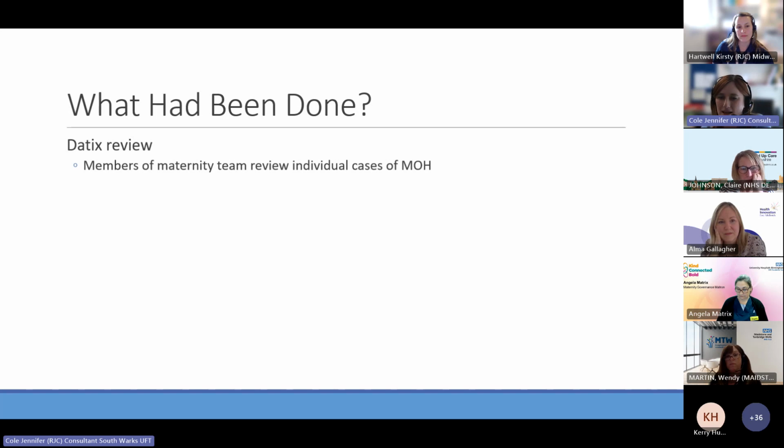To try and understand this better, we looked at this in a rather traditional manner. For every massive obstetric hemorrhage, I'm sure just like at your trust, a DATEX or incident report would be submitted, and members of the maternity management or QI team would each review that individual case, identify any learning points from that to be shared.